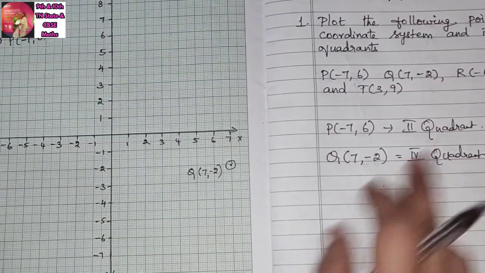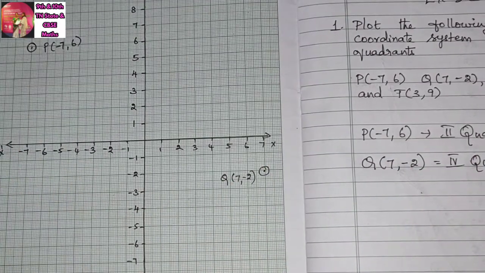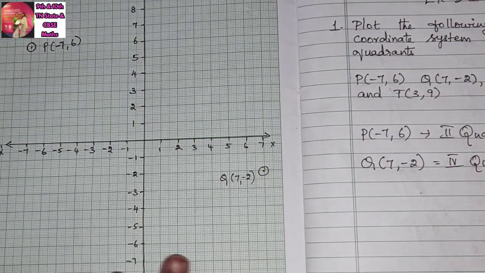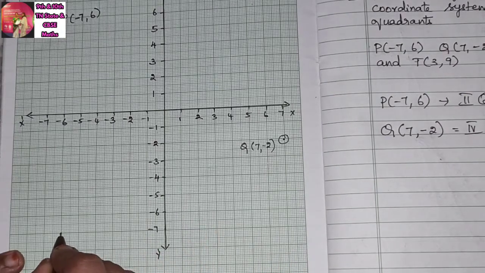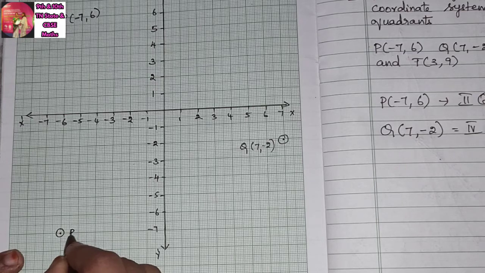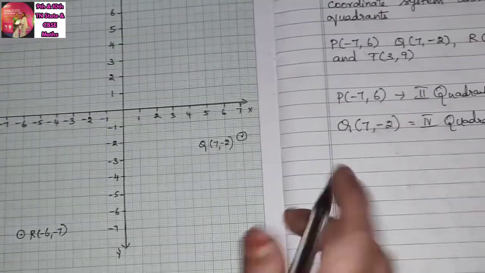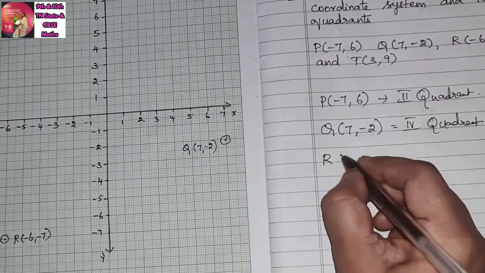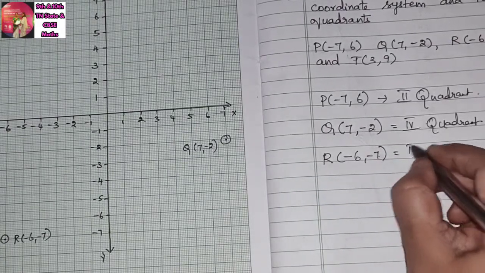Then the next one is R, minus 6, minus 7. So minus 7 on the y-axis is here at this point. So R, minus 6, minus 7 will be in the third quadrant.